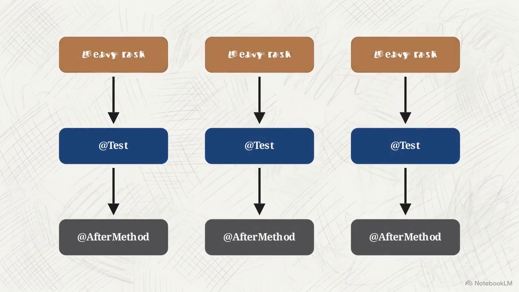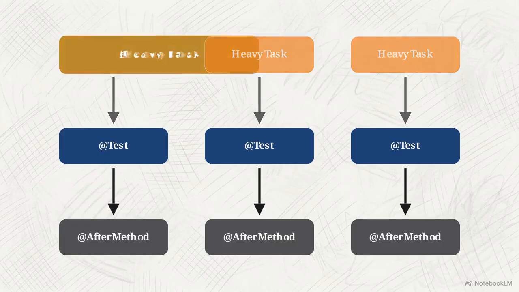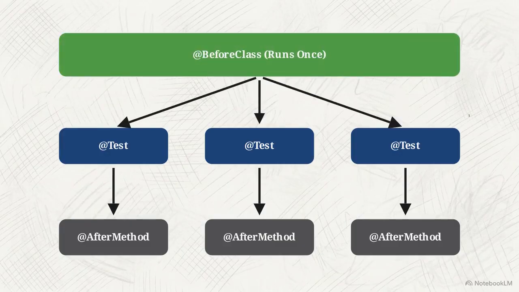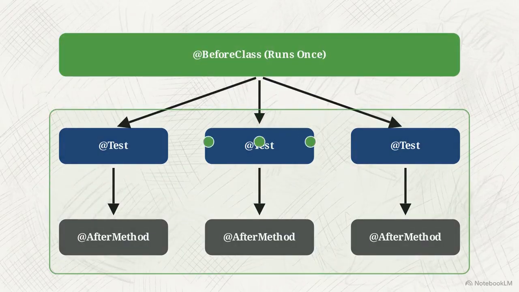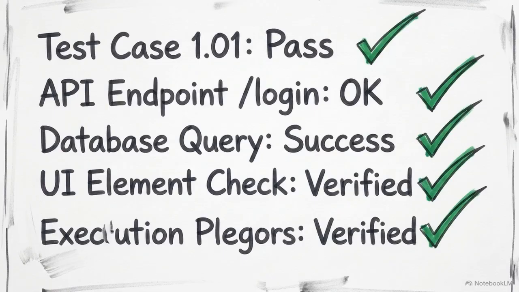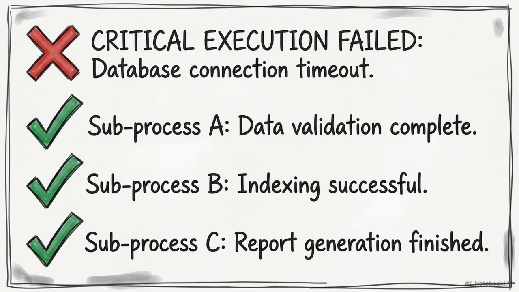It handles the order. But placing heavy tasks inside @BeforeMethod drags down execution time, as it runs before every test. @BeforeClass solves this. The connection executes once, bridging over all subsequent methods. Using these structural annotations ensures that every test executes in a clean, predictable environment, preventing one failed test from causing a cascade of failures down the line.